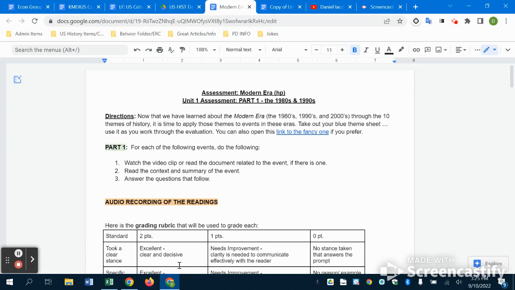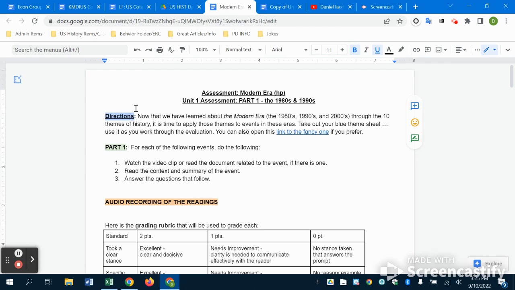On your desk, you should have your blue theme sheet, and you should be willing to ask questions if you need it. All right, let's go over the directions real quick. Now that we've learned about the modern era, the 80s, 90s, and 2000s, through the 10 themes of history, it's time to apply those themes to events in these eras. So take out the blue theme sheet, and use it as you work through the evaluation.